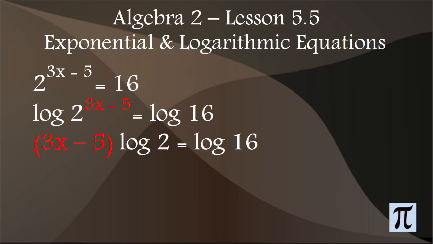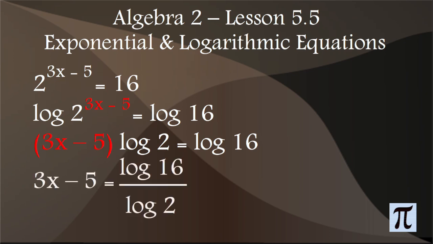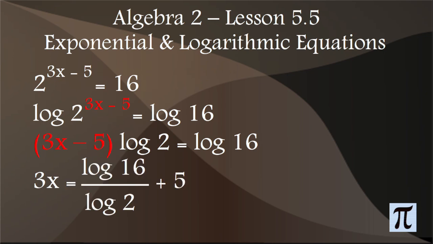I've made a point of putting parentheses around the 3x minus 5. We need to treat this as one entity. We don't want to mistakenly write 3x minus 5 times log 2. This is 3x minus 5 as a quantity times log 2, and there is a difference. And just like before, we can divide both sides by log 2. And we can add 5 to both sides.